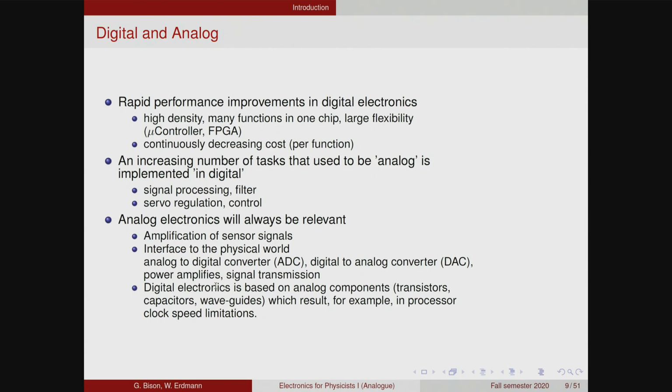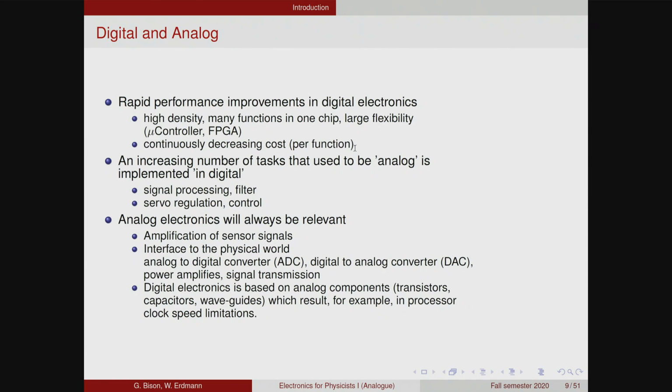Well, digital electronics, of course, have seen a rapid development over the last decades. And I mean, they're so versatile. High density, many functions in one chip, large flexibility in a microcontroller or FPGA. And probably the most important thing is they're cheap. The cost per function is still decreasing almost exponentially. And so, that's why we can have devices like that and everyone can afford them.